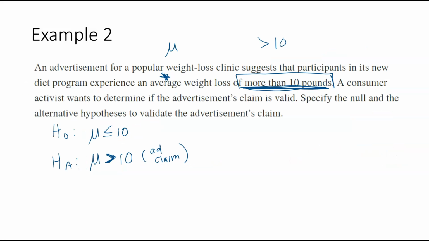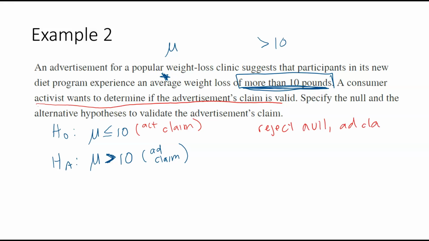All right, let's look at this one here. The advertisement claim here, if it's more than 10, this is what the advertisement claims. But this person is actually curious. This activist wants to determine if it's valid. So this is really the activist's claim. So here, they are curious if the claim is valid. And it depends how you want to do this. If we reject the null, then the ad claim is valid. If we do not reject the null, then the activist claim is valid. So that kind of gives you an idea of rejecting and not rejecting.